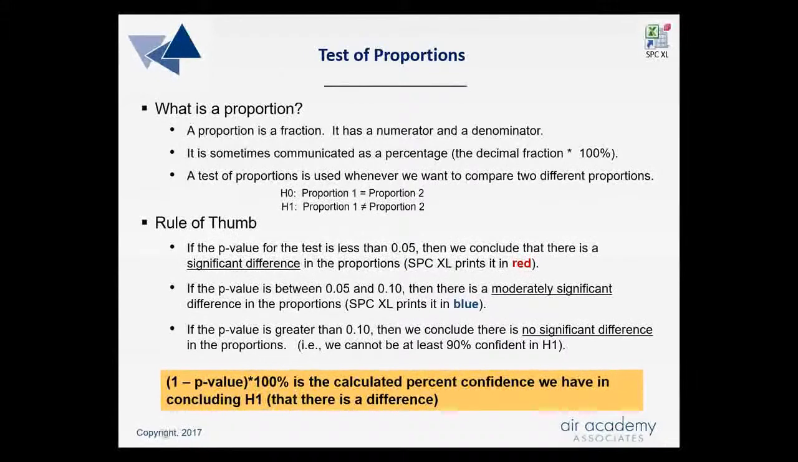Also recall that 1 minus p-value times 100% is the calculated percent confidence we have in concluding H1, that there is indeed a difference in the population proportions.